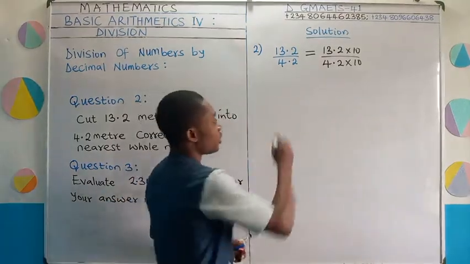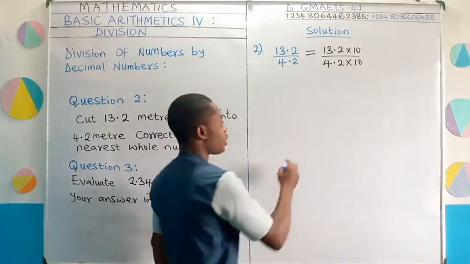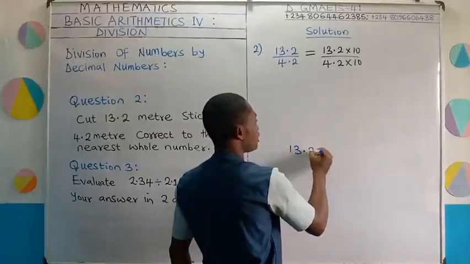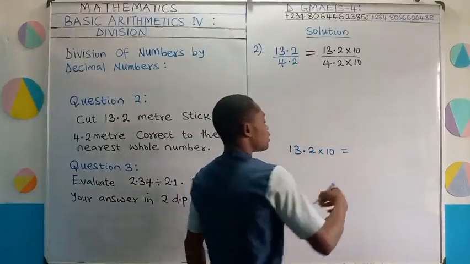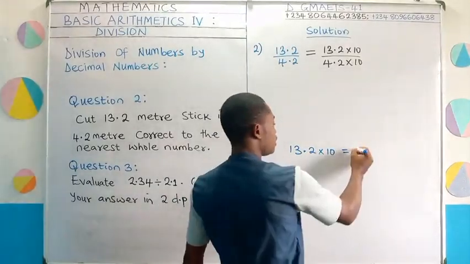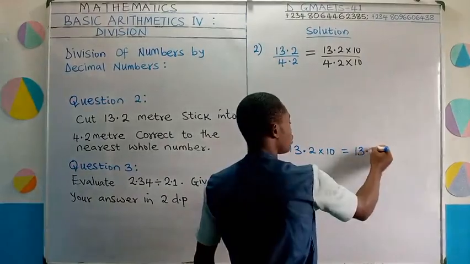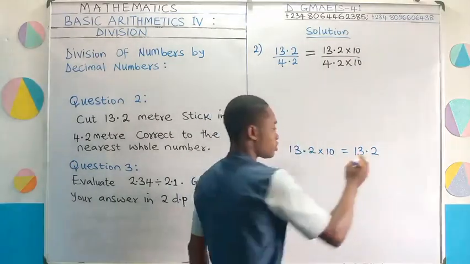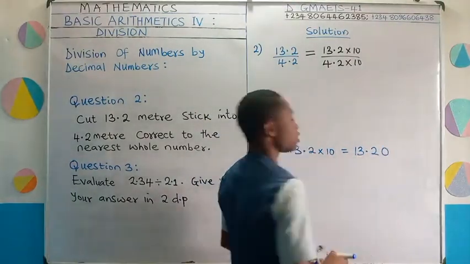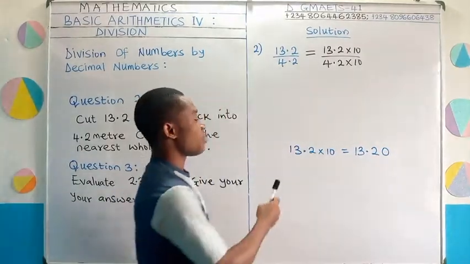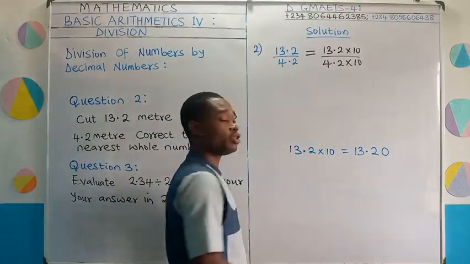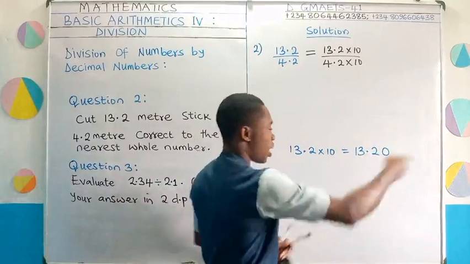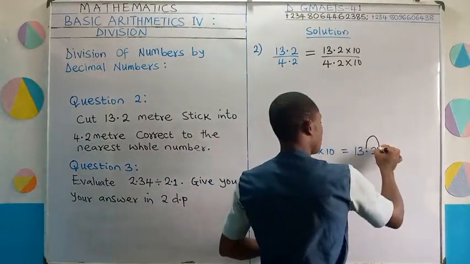Let me just do that on the board here. I will show you the point movement method first. 13.2, we are multiplying by 10. So if you want to use the point movement method, this is going to give us 13.2. Now in this 10, how many zeros do we have? Just one zero. So you attach the zero to this 13.2. Then since you are multiplying 13.2 by 10, you move the point just once to the right.